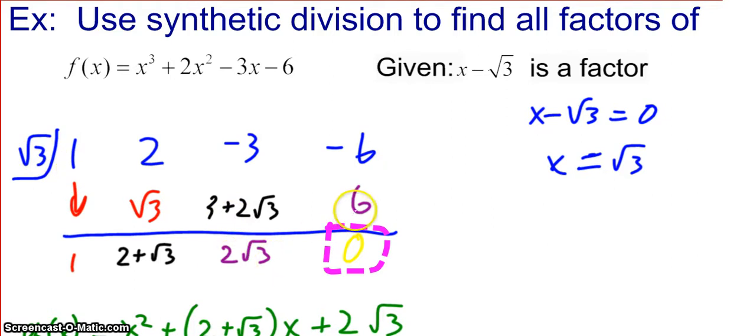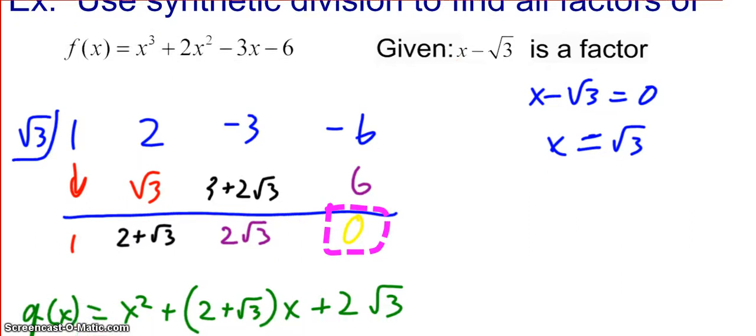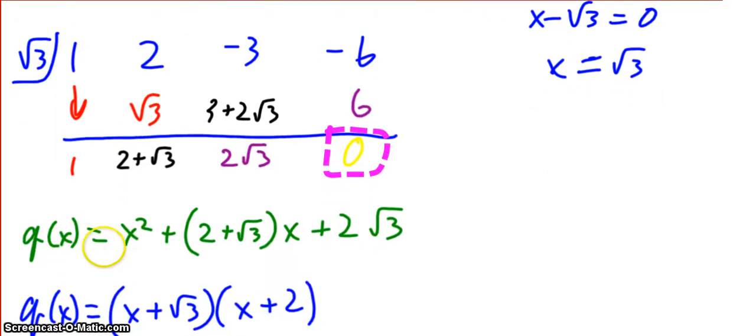Root 3 times 2 root 3 is 6. Negative 6 plus 6 is 0. So good. I was not lied to, and I did things correct. I got 0 as a remainder. My quotient, q of x equals x squared plus the quantity 2 plus root 3 x plus 2 root 3.